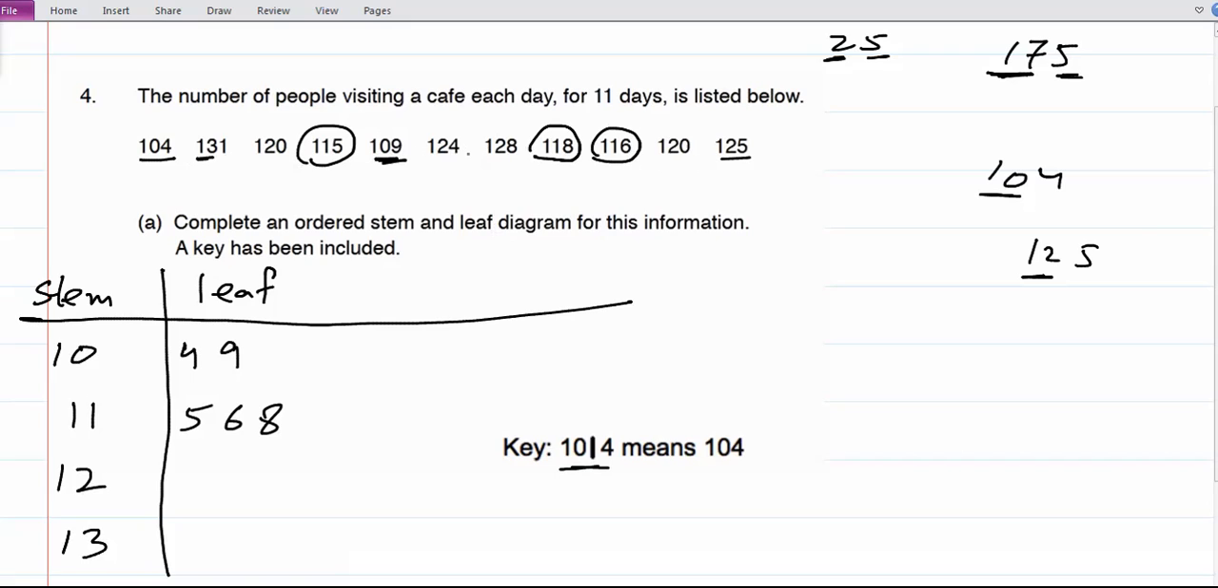Okay, then 12. The smallest number with 12 is 120, of course. So write 0 for that, because 12 you already wrote. Then this is another 120. So write another 0. Okay, then 124. This is 124. So write 4. 125. So write 5. 128. So write 8. And then for the last one, 13 is just 1.